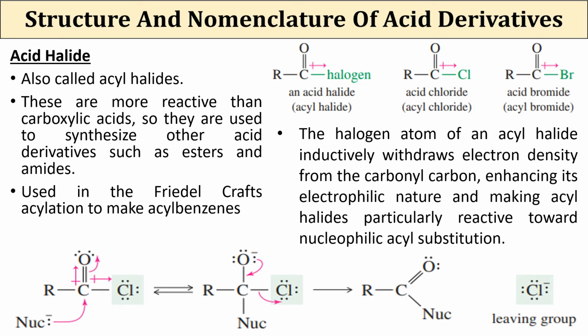Acid halides, also known as acyl halides. These are more reactive than carboxylic acids, so they are used to synthesize other acid derivatives such as esters and amides. They are used in Friedel-Crafts acylation to make acyl benzenes. The halogen atom of an acyl halide inductively withdraws electron density from the carbonyl carbon, enhancing its electrophilic nature and making acyl halides particularly reactive toward nucleophilic acyl substitution. The halide ion also serves as a good leaving group.